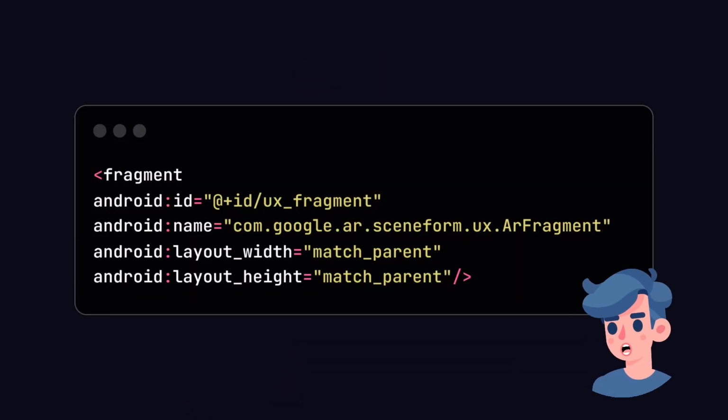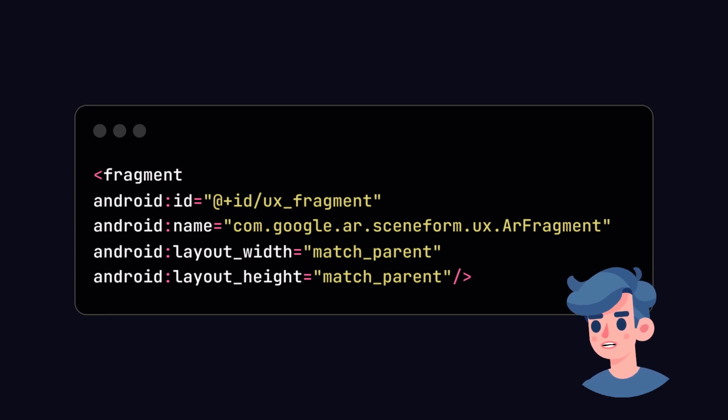Next, we need to set up our AR fragment. In Android, ARCore works with an AR fragment. This fragment provides all the necessary tools to work with augmented reality. Open your layout file and add an AR fragment to it.